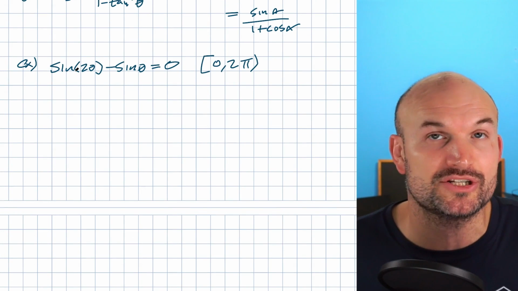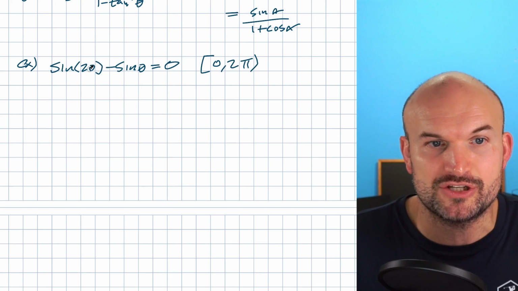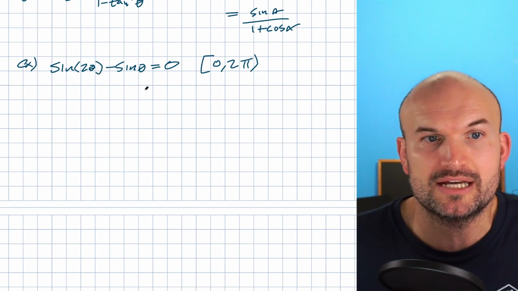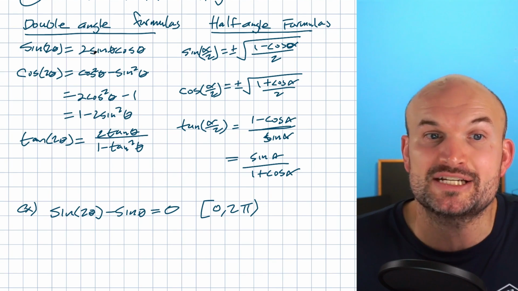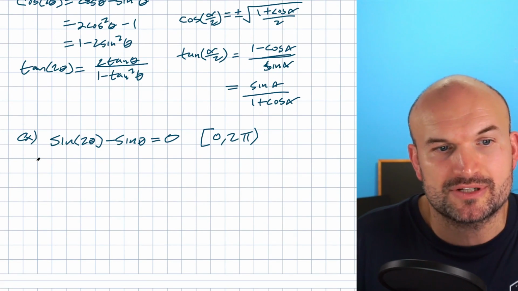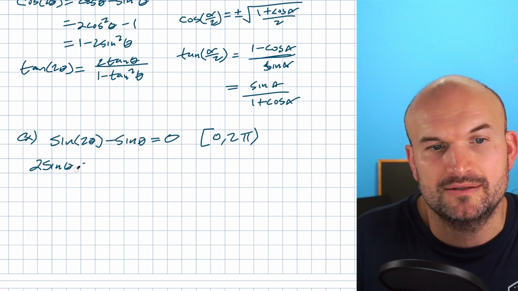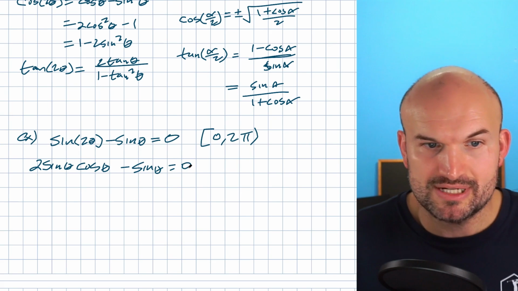In this first example, what I'm going to do is look into solving this. Whenever you see the double angle formula, which in this case we have a 2 theta, then you're going to want to apply the double angle formula. You can see that sine of 2 theta can be rewritten as 2 sine of theta times cosine of theta. So I'm just going to rewrite this as 2 sine theta cosine theta minus sine theta equals 0.